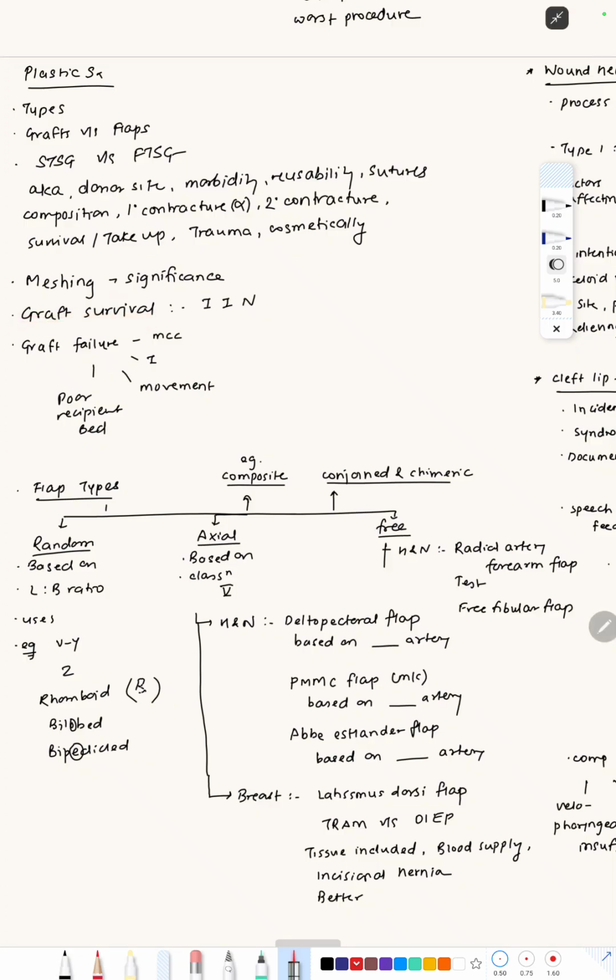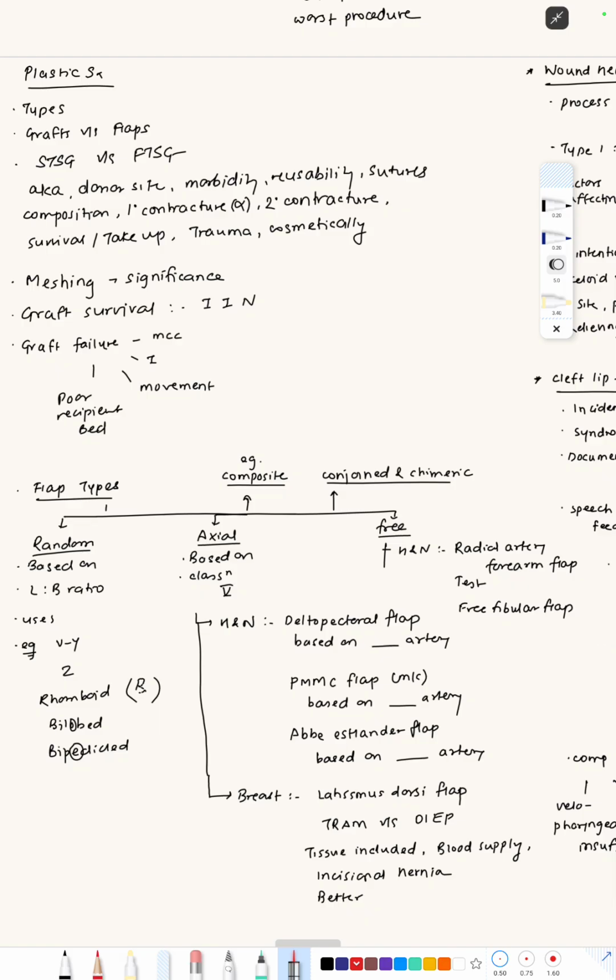Then graft survival for 1 to 2 days depends upon imbibition, that is diffusion of the nutrients. Then inosculation for 2 to 4 days, and neovascularization develops from more than 4 days. Now very important, in inosculation the buds are formed from the donor side and not from the recipient side. The most common cause of graft failure is going to be seroma formation. Because of seroma formation, it lifts up the graft, and because of which the proper imbibition cannot happen.